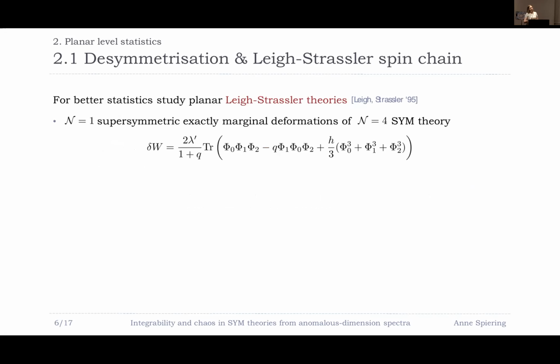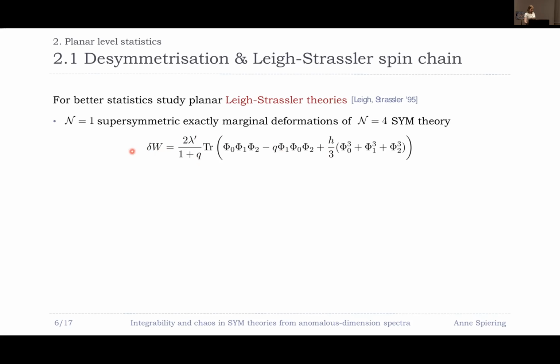And so it's long known that N=4 is part of this bigger class of supersymmetric conformal field theories. Leigh-Strassler classified these and found that this deformation of the N=4 superpotential reduces the supersymmetry down to N=1 supersymmetry, but the resulting theory is still conformal. This is an exact marginal deformation given one constraint on the new parameters lambda prime, q, and h.